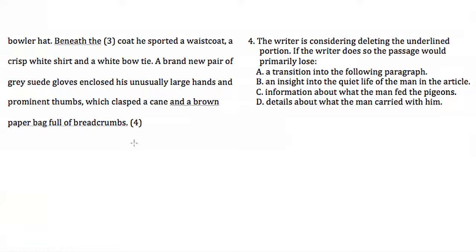And it's asking what happens if we take this entire underlined passage and remove it. What are we going to lose if the sentence ends there? Is "and a brown paper bag full of breadcrumbs" a transition into the following paragraph, an insight into the quiet life of the man in the article, information about what the man fed the pigeons, or details about what the man carried with him? Well, he is carrying a brown bag full of breadcrumbs. He's probably carrying this paper bag full of breadcrumbs to feed them to the pigeons. If he feeds the pigeons a lot, he might have a quiet life.